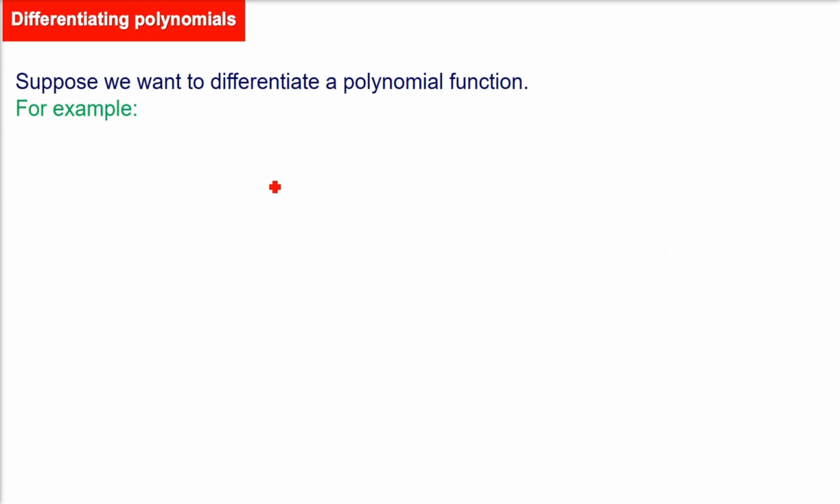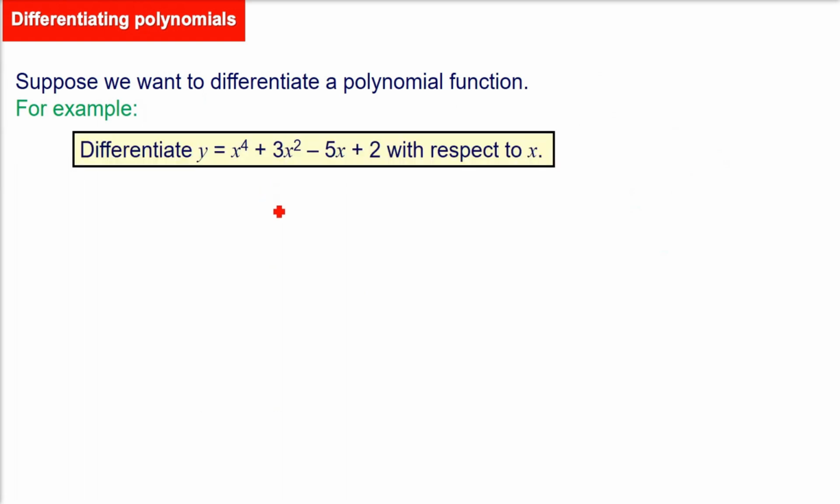Now we will not get these simple polynomial functions. We will get a combination of different terms in a polynomial function. For example, y equals x to the power 4: n x to the power n minus 1, 4 in front, x to the power 4 minus 1, that is 4x to the power 3. But here we have multiple terms: x to the power 4, 3x squared, minus 5x plus 2.